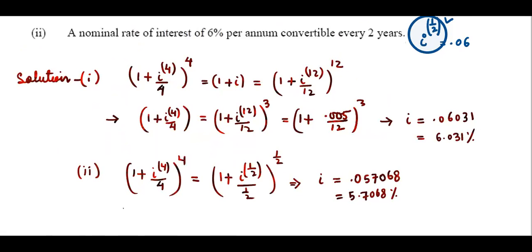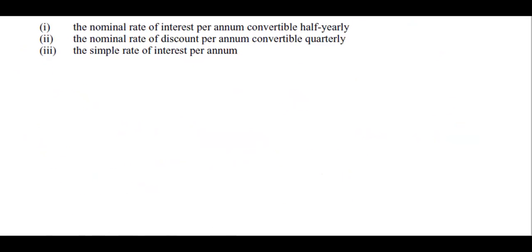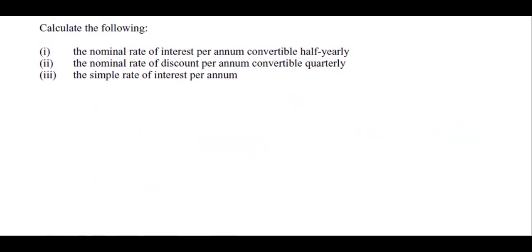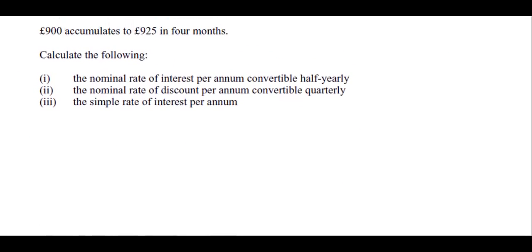Number 2 says 900 accumulates to 925 in 4 months now. So you have to write in terms of years.